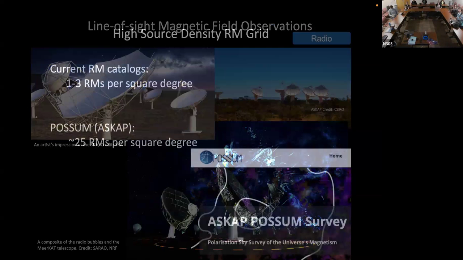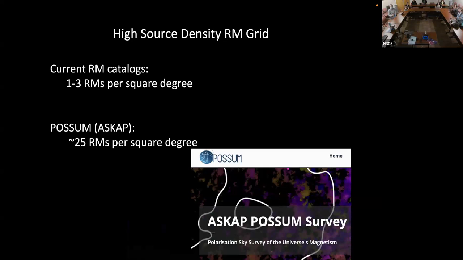So for example, with the current rotation measure catalogs that we have, we have 1 to 3 rotation measures per square degree. But with the POSSUM survey, for example, which is a survey using the Australian Square Kilometre Array Pathfinder, we are already making observations of a lot more rotation measures. So this will change to 25 rotation measures per square degree. And with the full scale, that would change to up to 1,000 rotation measure points per square degree.